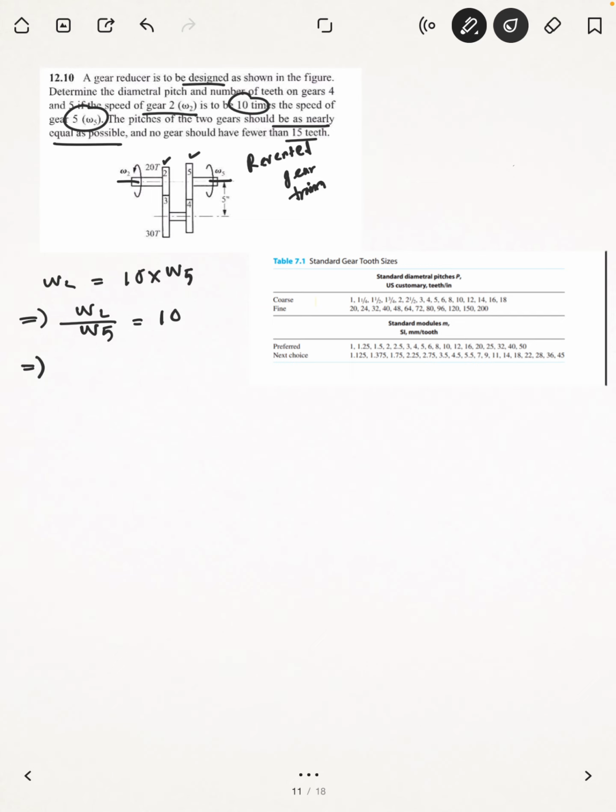In the first stage, gear 2 is rotating gear 3. As the gear teeth are inversely proportional, it should be N3 by N2, and there should be a negative sign. Why is there a negative sign? Because if one gear rotates clockwise, then the other gear is going to rotate anti-clockwise. To keep track of the direction, this negative sign is taken. If one gear rotates clockwise and another rotates anti-clockwise, then you have to use this negative sign.